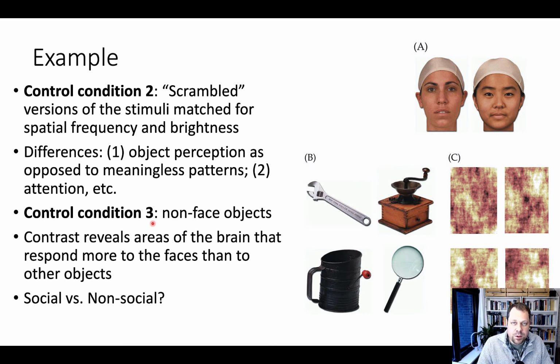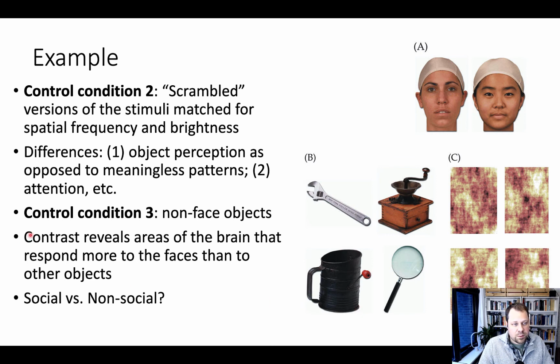Can we make a more specific control condition? The third one would be non-face objects. And that's actually probably the best one out of the ones we consider here, where you show objects that you can clearly identify and that clearly have some meaning that you can associate with them, but that are, instead of being social stimuli, non-social stimuli.